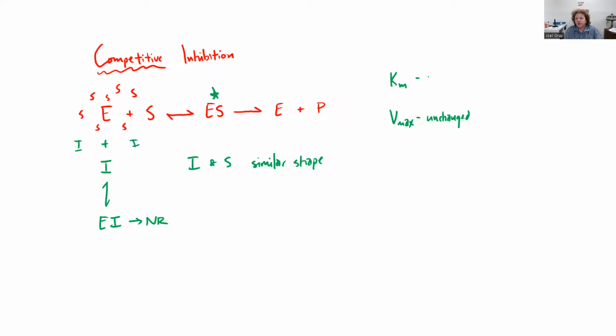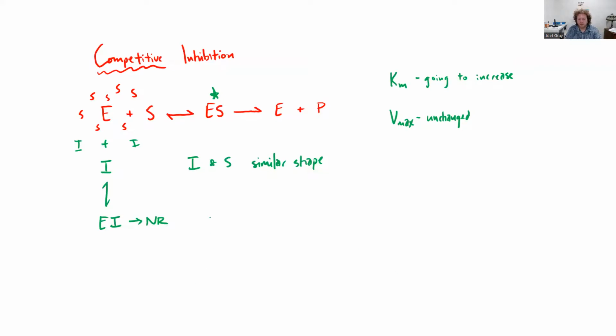So what that means is that your Km is going to increase. Because what you're saying effectively is if I have more and more supply of my substrate, I can reach my Vmax. I can reach half my Vmax, but it takes more of that substrate. Okay, so Km is going to increase, the Vmax is going to be unchanged.